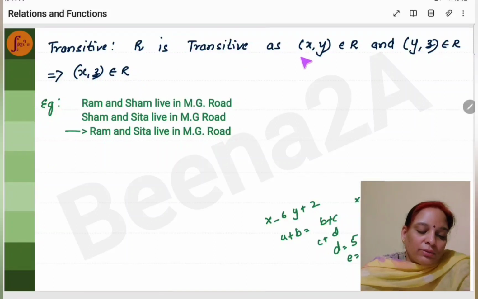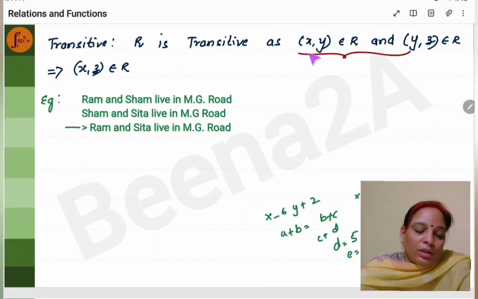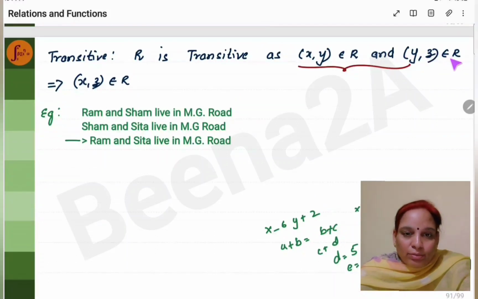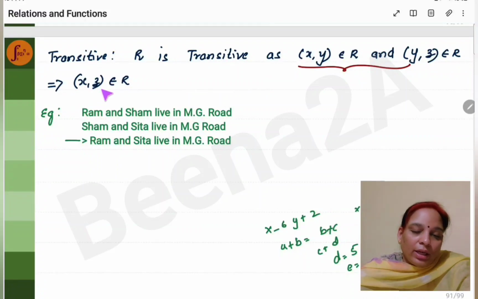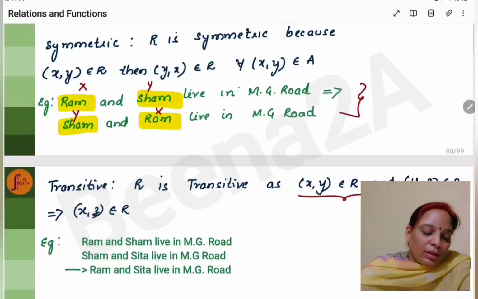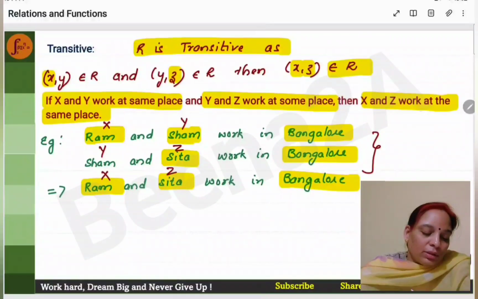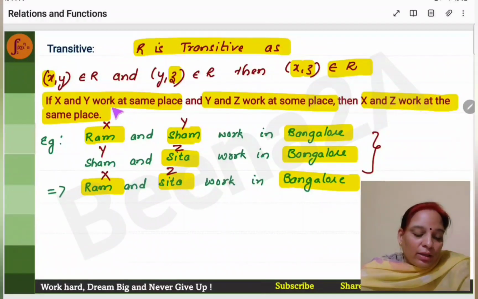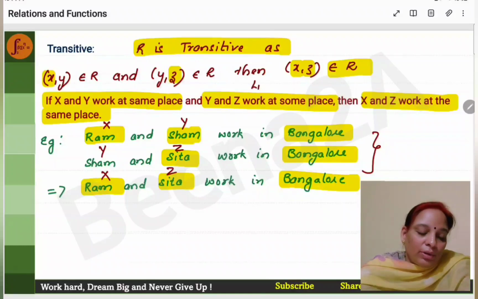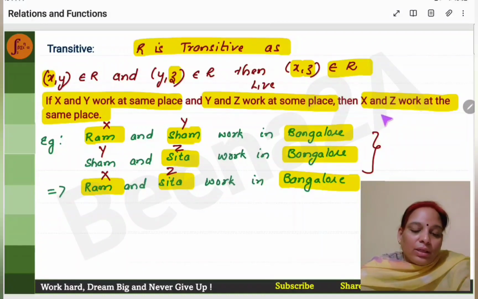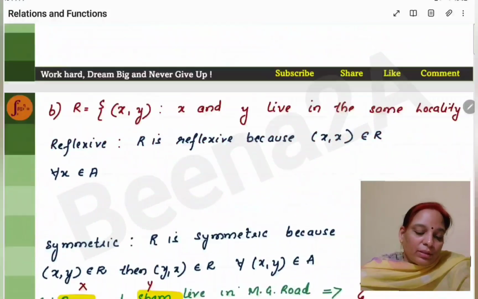This is also transitive. Same like the earlier example. xy belongs to R and yz belongs to R. It indicates that xz belongs to R. That is, you should write it like this, similar to this. If x and y live in the same place and y and z live in the same place, then x and z live in the same place.